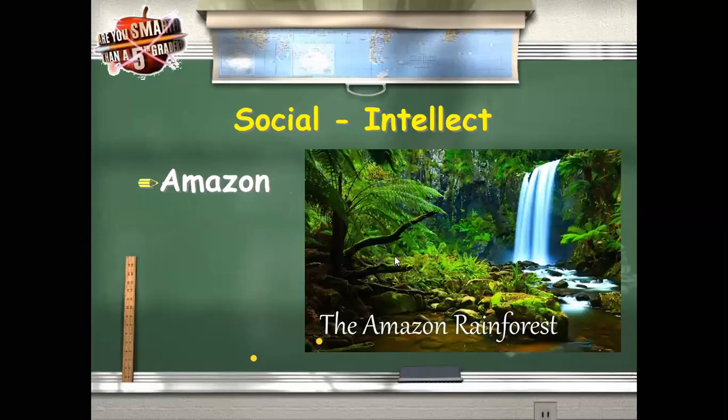Amazon River. Yes, Amazon. Amazon has some amazing animals. Amazon is the largest river in terms of water. Nile is the longest river. Amazon is the largest river. Remember the difference? All right, last question on Amazon before I give you another quiz.